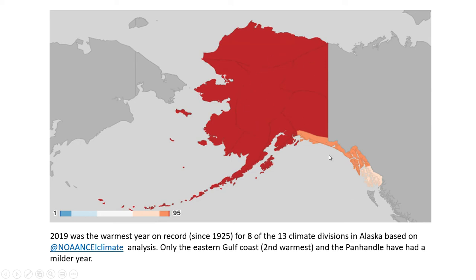If you look carefully, you can see some of these lines here that indicate the climate divisions, right? 1, 2, you can count them out here. The Aleutians are warm, and to Diomedes and so on.